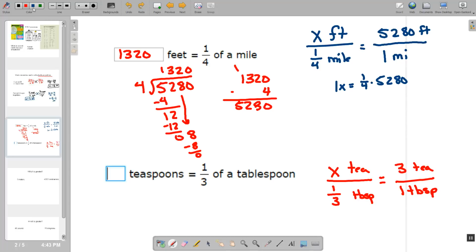Once again, I can cross multiply here. x times 1 is 1x. 1/3 times 3 is exactly 1. Therefore, 1 teaspoon is equivalent to 1/3 of a tablespoon, which makes sense because 3 teaspoons is equivalent to 1 tablespoon.